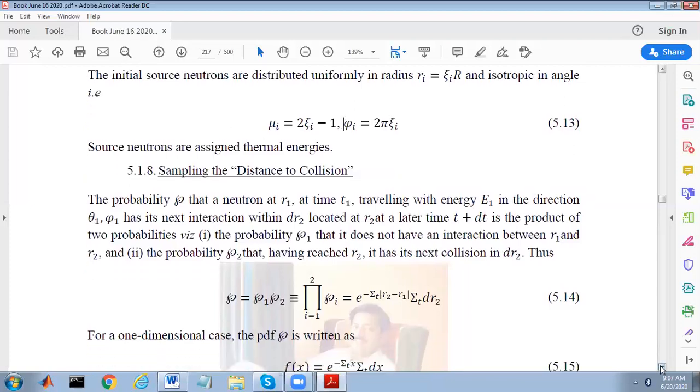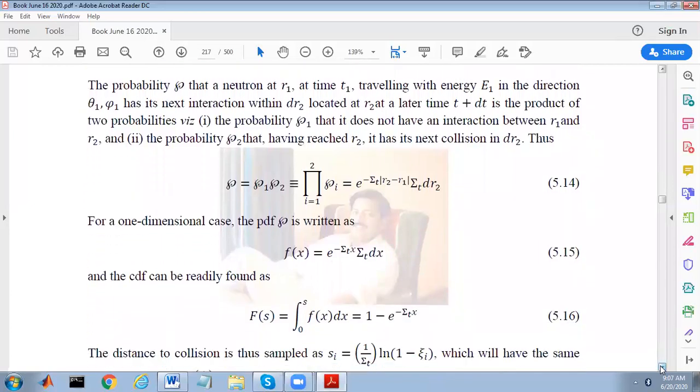So once the particle is emitted, the next question is, where does it have an interaction? So let me define the probability, this fancy P, that this is the probability that a neutron starting at some position R1 at some time t1, traveling with energy E1 in the direction theta1, phi1, is going to have its next interaction at R2 within dR2 at some later time t plus dt. And so this probability P is going to be the probability of two events.